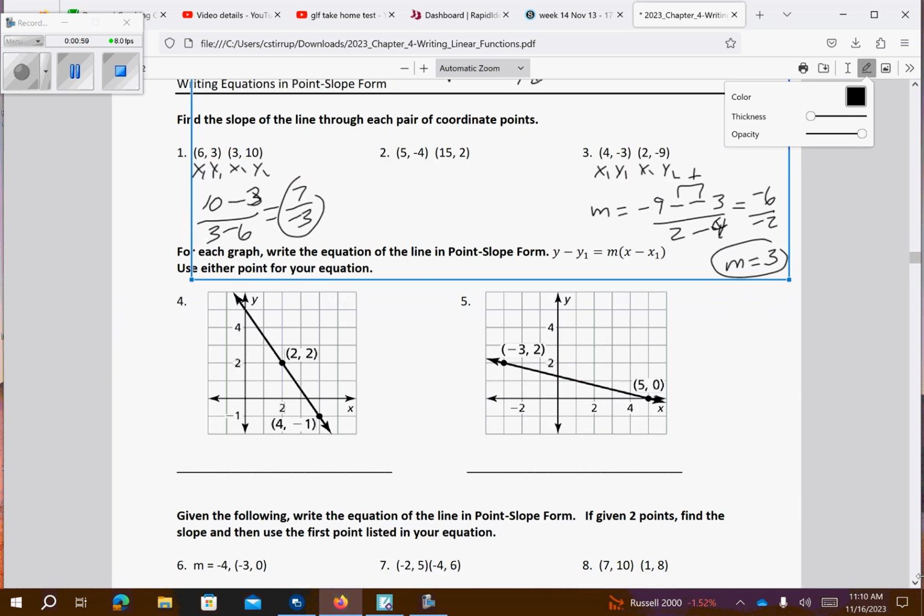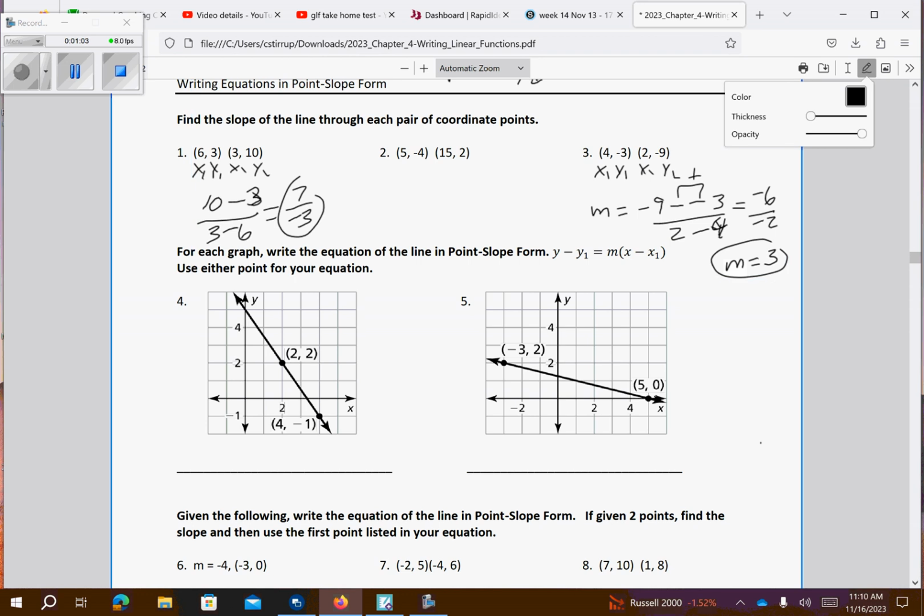Number 5, we want to write the equation in point slope form. So I'm going to call this x1, y1, x2, y2. I'm going to find the slope first. Those are 2's. So I'm going to go 0 minus 2, 5 minus negative 3. So that's going to give me 2 over 8. So our slope is 1 over 4.